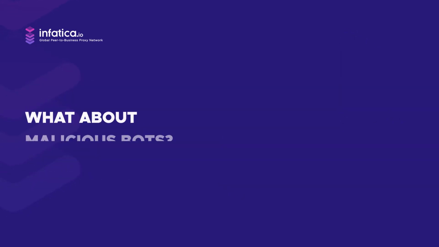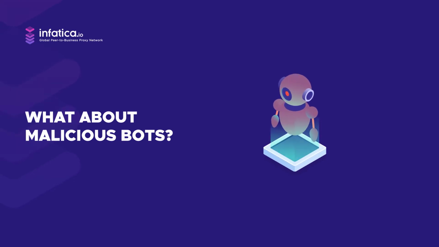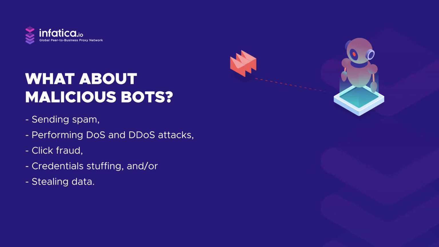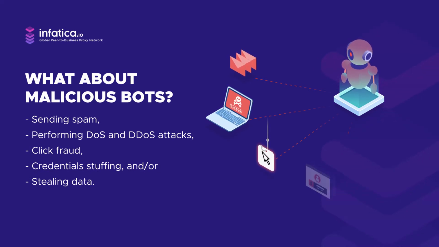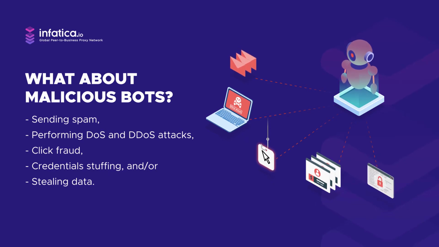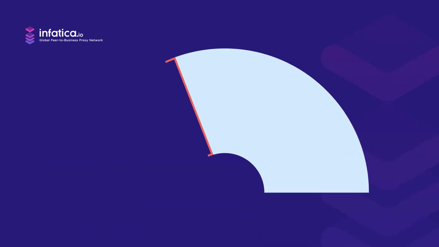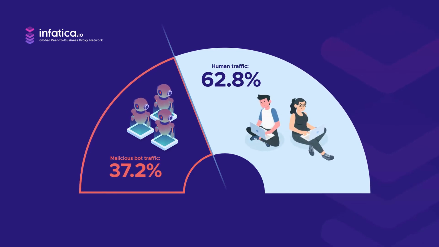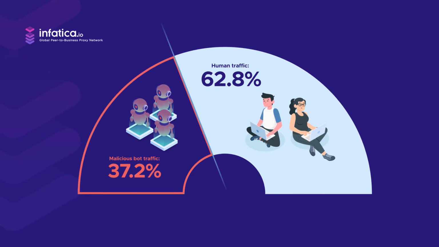While the legality of bots is more defined by their owner's goals, there are some examples of objectively malicious bots. Sending spam, performing DOS and DDoS attacks, click fraud, credential stuffing, and/or stealing data. In 2019, 37.2% of all traffic on the internet wasn't generated by humans, but by malicious bots. So they're rather widely spread, and their number grows constantly.